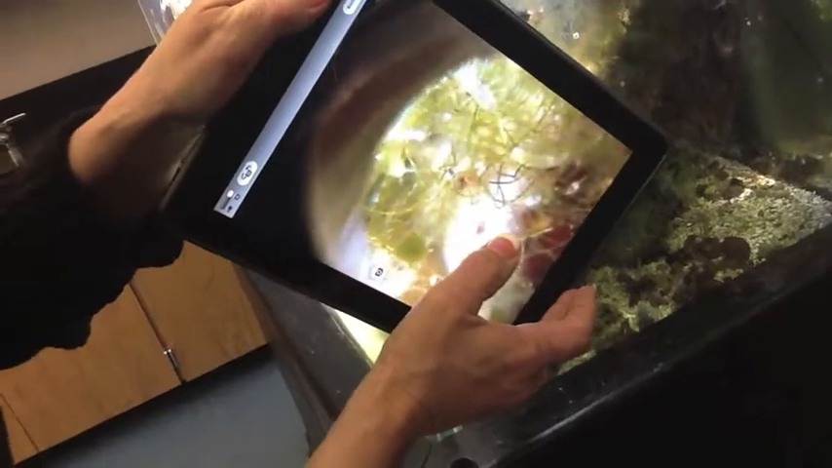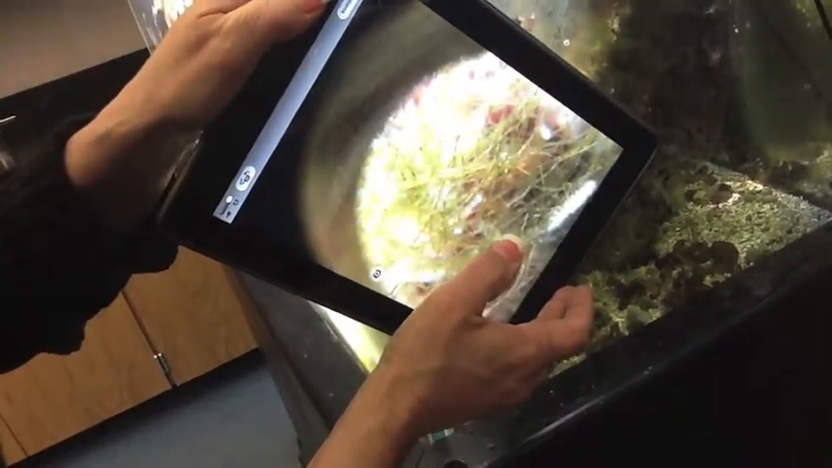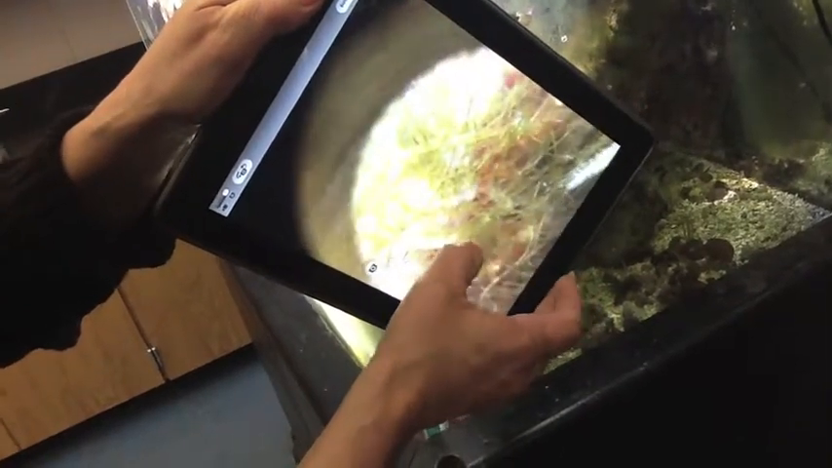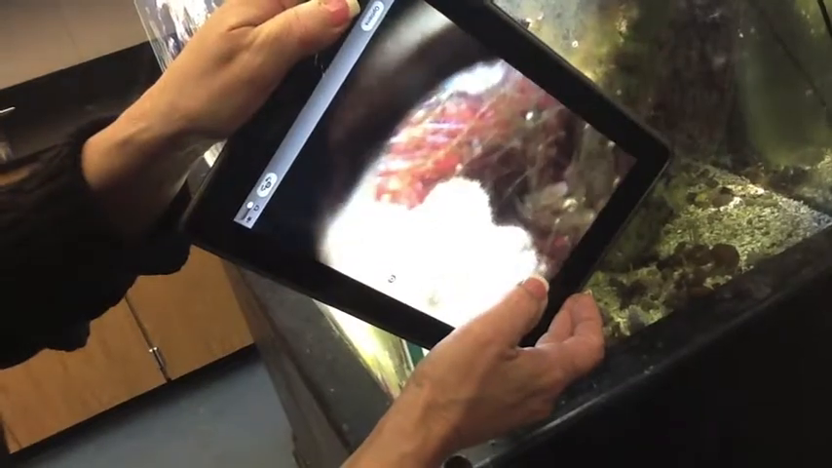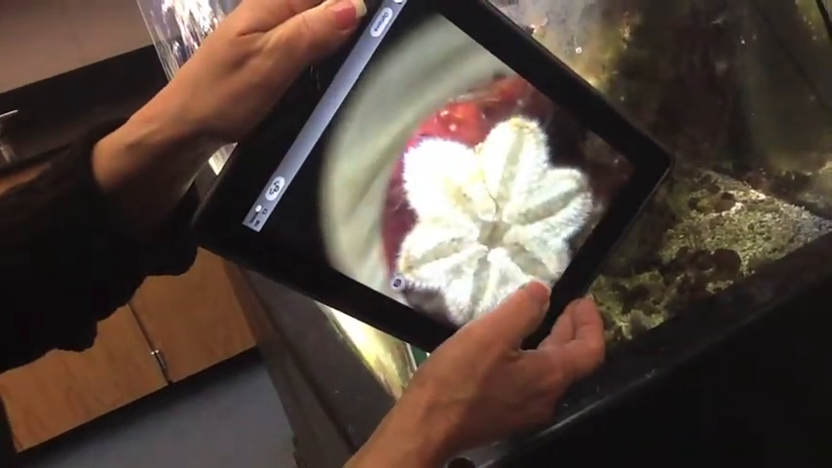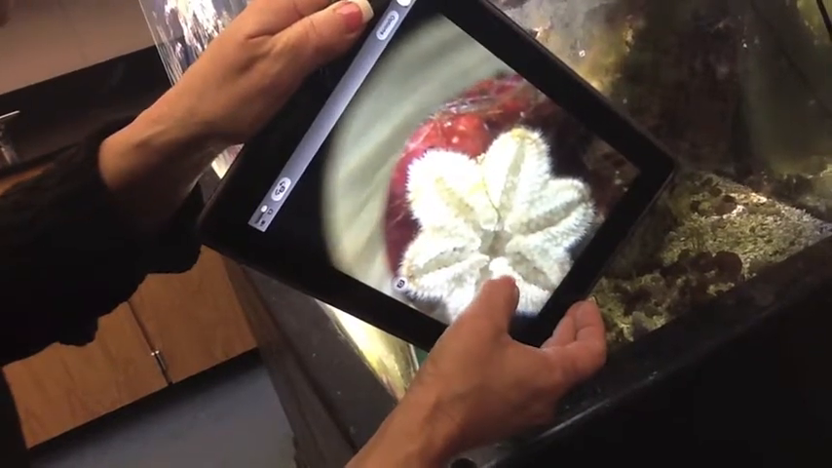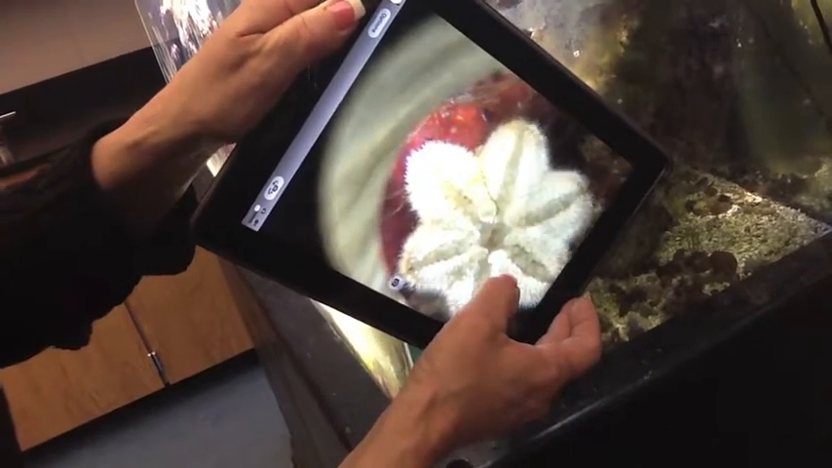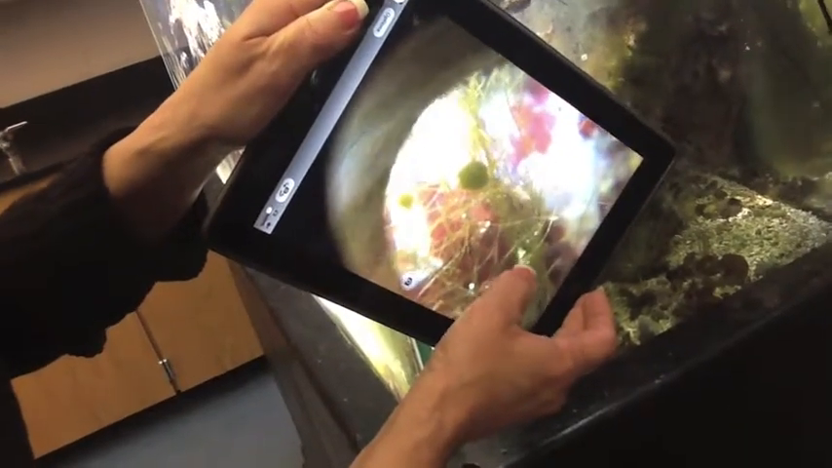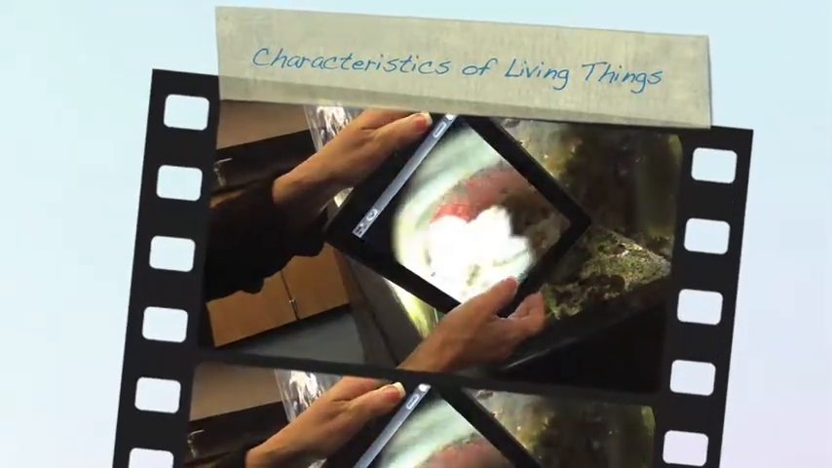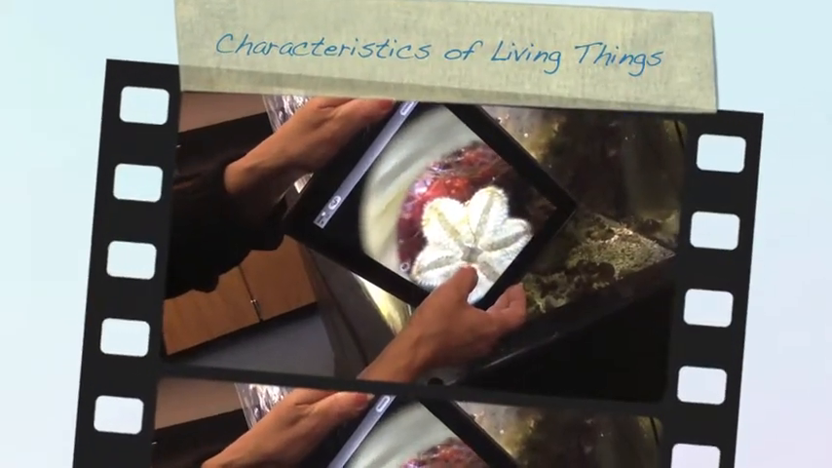So all living things, doesn't matter if you're the algae over here or you're these unicellular little creatures swimming around, these little tiny cells, or you're multicellular like this starfish, all living things are made up of cells. They grow and reproduce, and they also utilize energy. The algae is using energy from the lights of my tank. The starfish is actually scraping and eating the algae off the side of the tank.